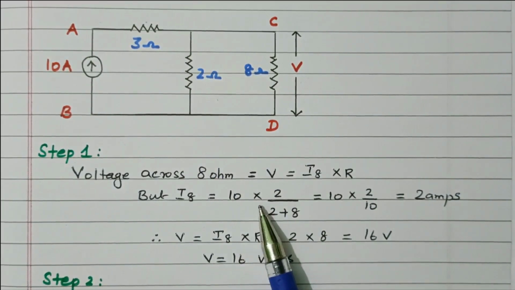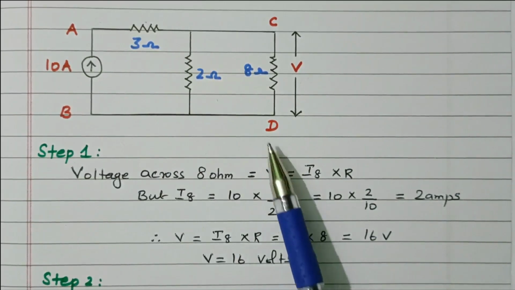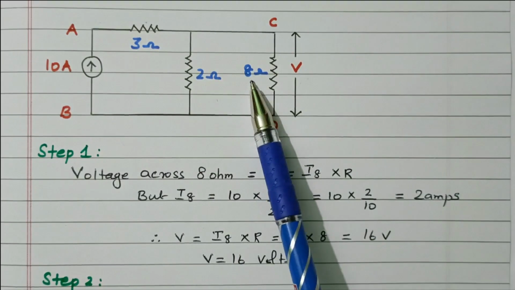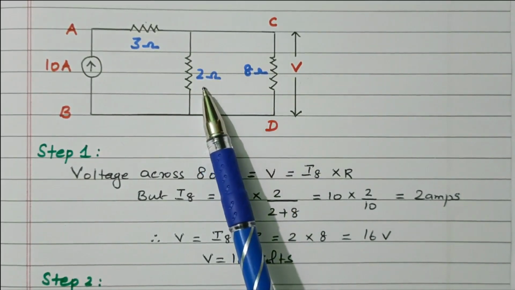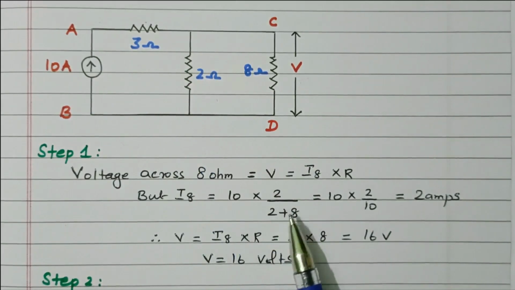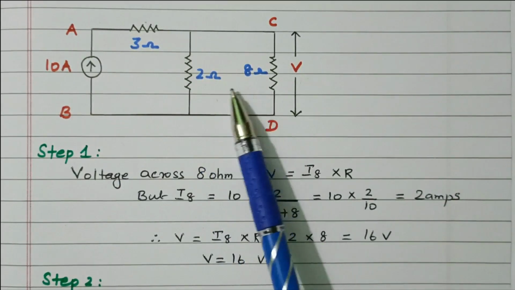This is the total current multiplied by the resistor of the other branch. What we need is the current flowing through the 8 ohm resistor. So it should be multiplied by the resistance of the other branch, 2 ohm, divided by the total resistance, 2 ohm and 8 ohm. Current is divided in 2 ohm and 8 ohm.